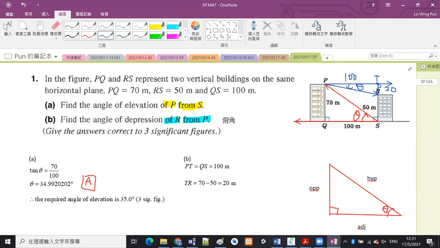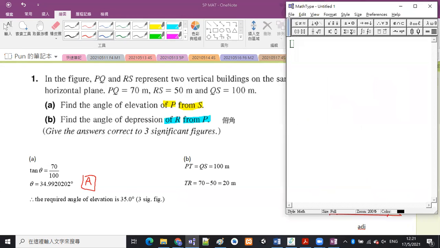Because 20 is the opposite side, right? And then 100 is the adjacent side. So for the opposite and adjacent, we have tangent theta. So tangent theta is equal to opposite, that is 20, divided by adjacent, that is 100. Okay? And then we just use the calculator, shift tangent, bracket 20 over 100. That should be 11.3 something.